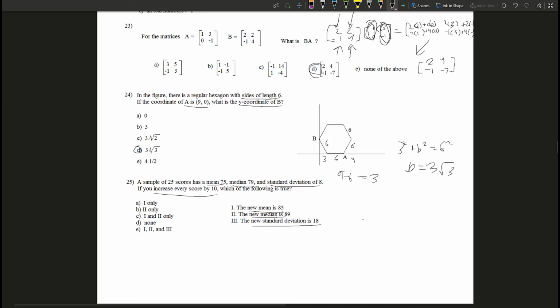Okay, so the question states that we're increasing every score by 10. So it would make sense that the mean would go up because all the values are increasing. It would also make sense that the median would be 10 greater because that's also increasing by 10, and so are all of the values. But number 3 is not correct because the values aren't actually moving farther apart. Standard deviation is a measure of how far apart values are, and these values are not moving farther apart. They're only increasing by 10. So our answer would be C, 1 and 2 only.